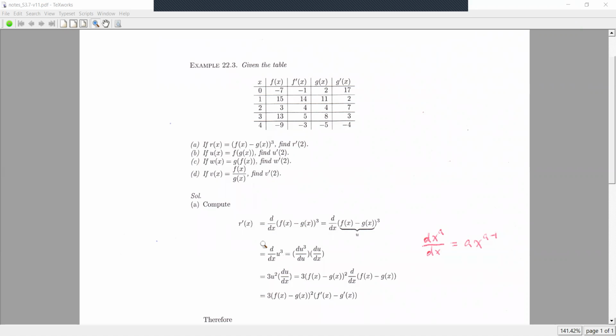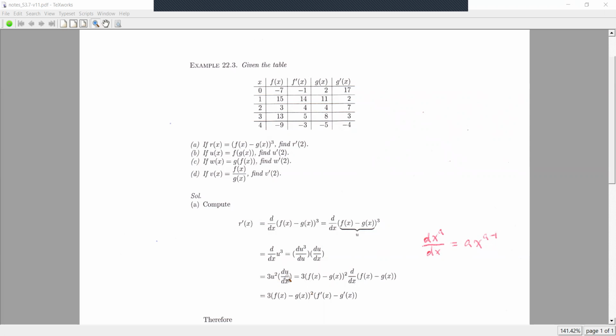To find this derivative, I apply the chain rule. I insert du in the denominator and a du in the numerator. Then this derivative is equal to this derivative times this derivative. The first derivative is 3 times u squared by this formula.